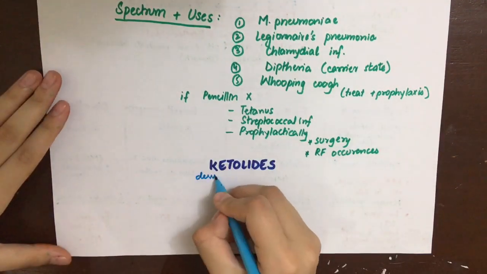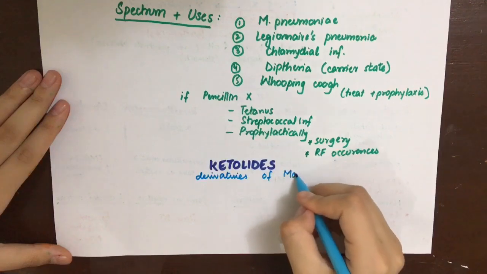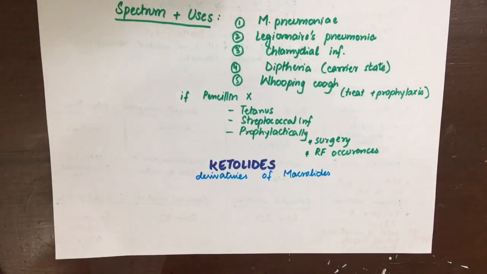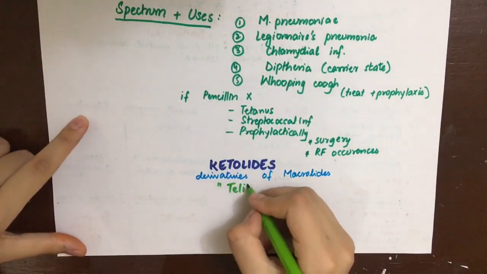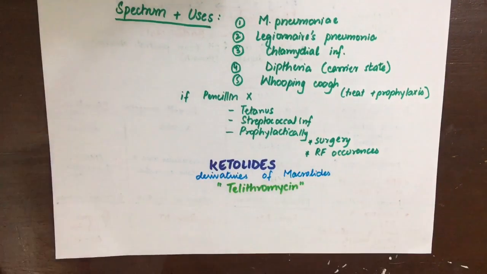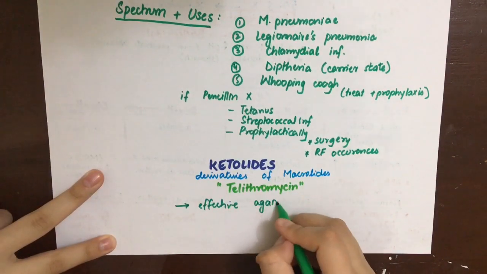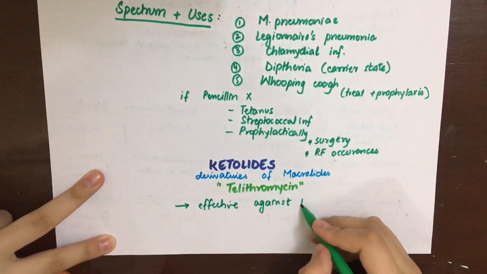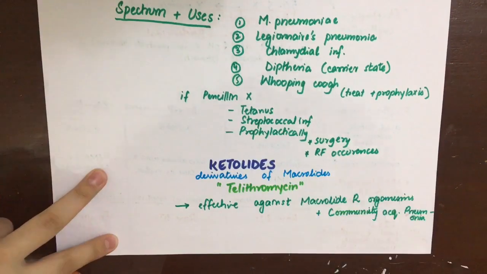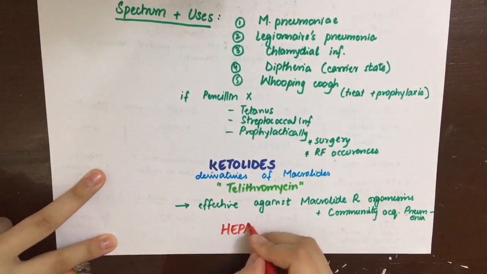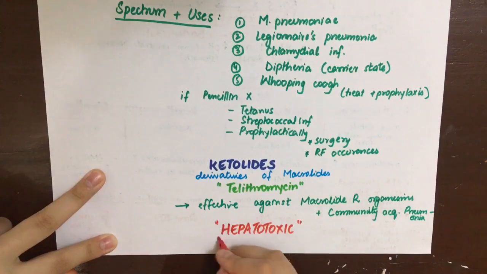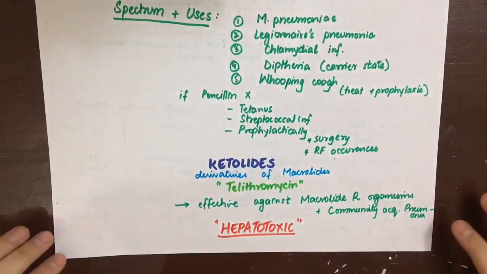Lastly, we have ketolides that are derivatives of macrolides, that is erythromycin, and the drug that we'll discuss is telithromycin. Now, one thing that you need to remember is that it will be effective against those organisms which are resistant to macrolides, and also for community acquired pneumonia. A limiting side effect of ketolides is their hepatotoxicity. That's all about macrolides.